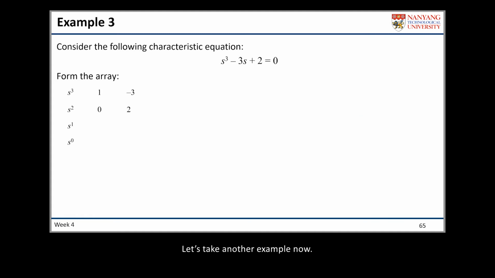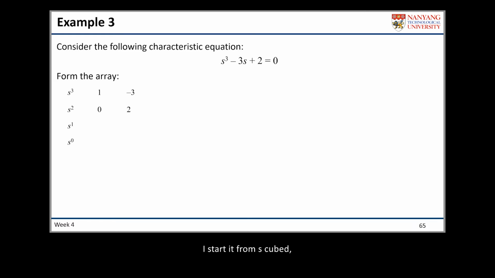Let's take another example now. I have another system. The characteristic equation looks like this: s cubed minus 3s plus 2 equals 0. The necessary conditions that we discussed before are not met. Not all of the coefficients have the same sign, and one of the coefficients is missing, which is the coefficient of s squared, equal to 0 there. So the system definitely will never be stable. But if you want to know whether it is marginally stable or unstable, you still have to form the Routh's array. So we do it.